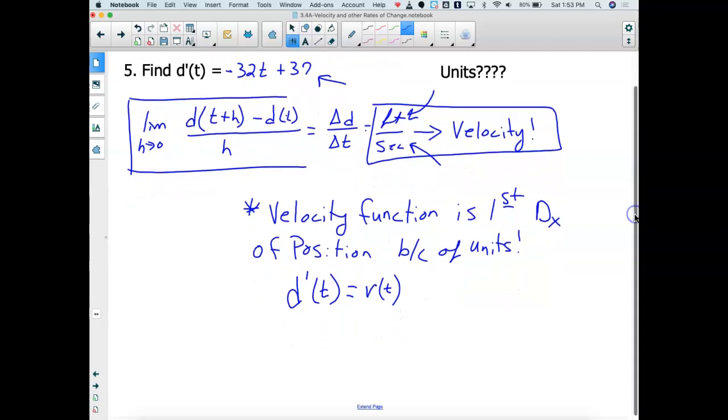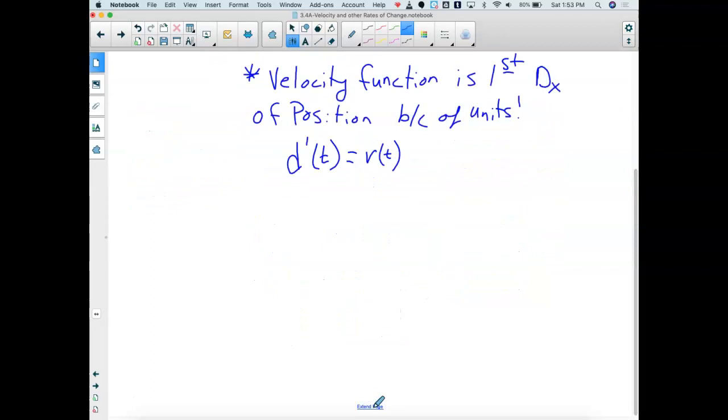So what does that mean for me? Well, that means d prime of 0, the derivative at 0, is the same as my velocity at 0, which is 37 feet per second, okay? Remember, up here, we had our d prime of t, and we found that to be negative 32t plus 37, and if I plug the 0 in there, that's what I got.